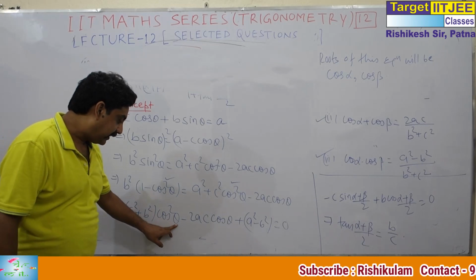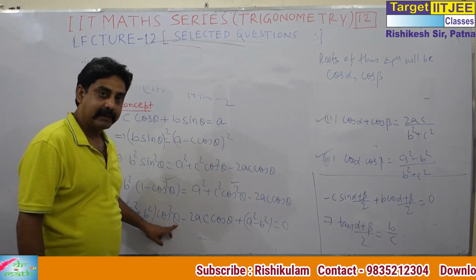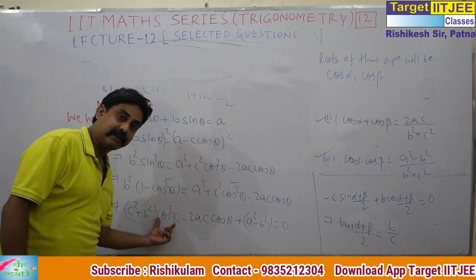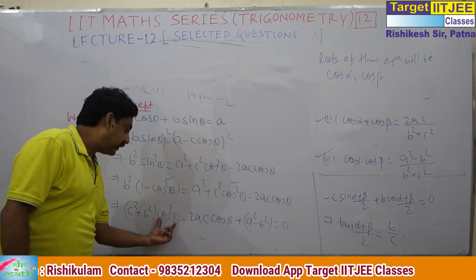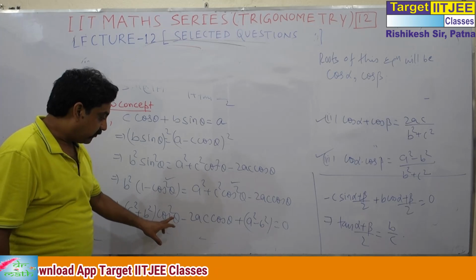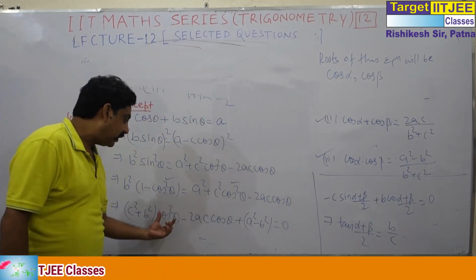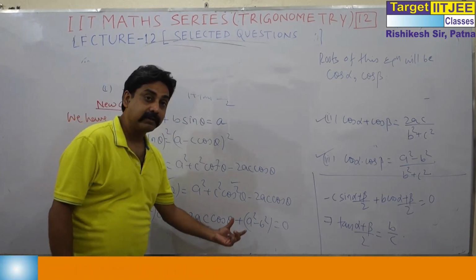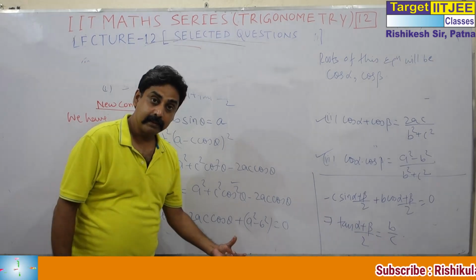Actually, one value of theta is alpha, one value of theta is beta. Then one value of cos theta is cos alpha, and one value of cos theta is cos beta. Since the values of theta are alpha and beta, the values of cos theta are cos alpha and cos beta.